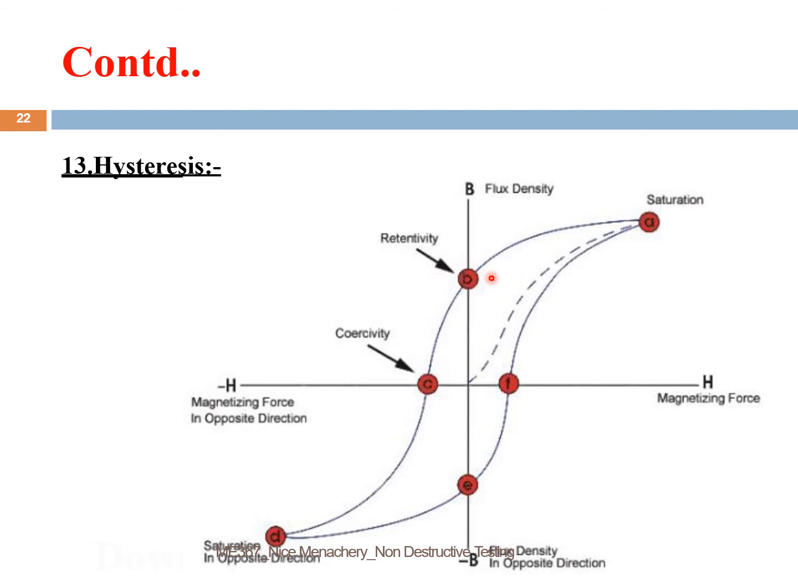So even if you decrease the magnetizing force and if you remove the magnetizing force, the flux density will always have a non-zero value. It will reach point B. So from the origin to the point B, it represents a flux density or the residual magnetism that is being present. Okay. So this is the residual magnetism.